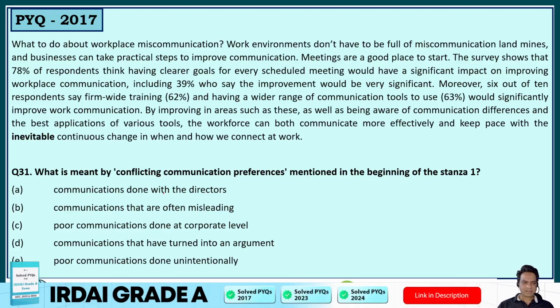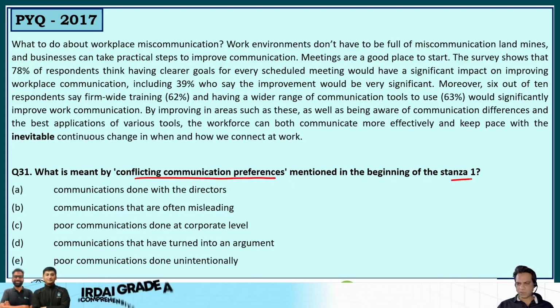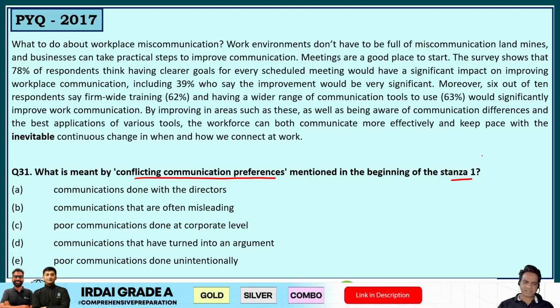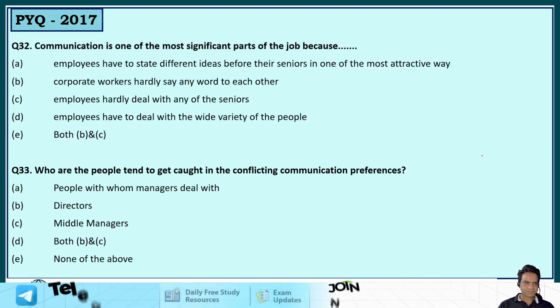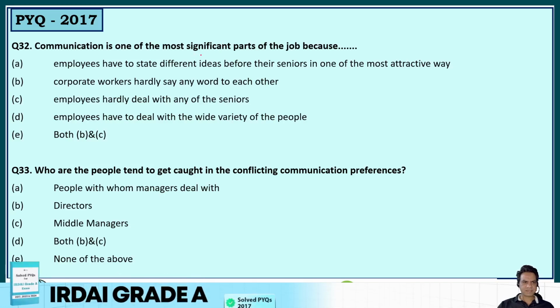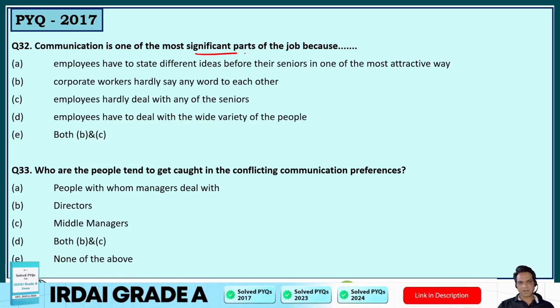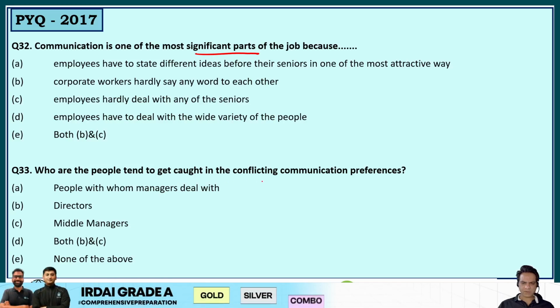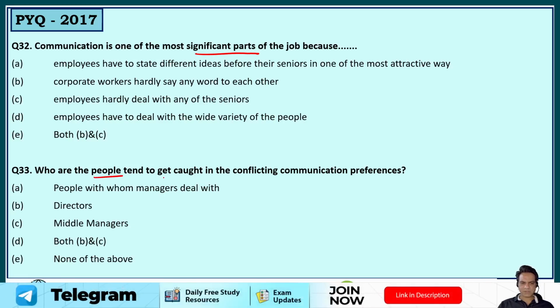What is meant by conflicting communication preferences mentioned in the beginning of stanza 1? So we have to find the meaning of conflicting communication preferences. Second, communication is one of the most significant parts of the job because... so we have to find the reason. Who are the people who tend to get caught in conflicting communication preferences? What kind of people tend to get caught in the conflicting communication preferences? We have to find that.